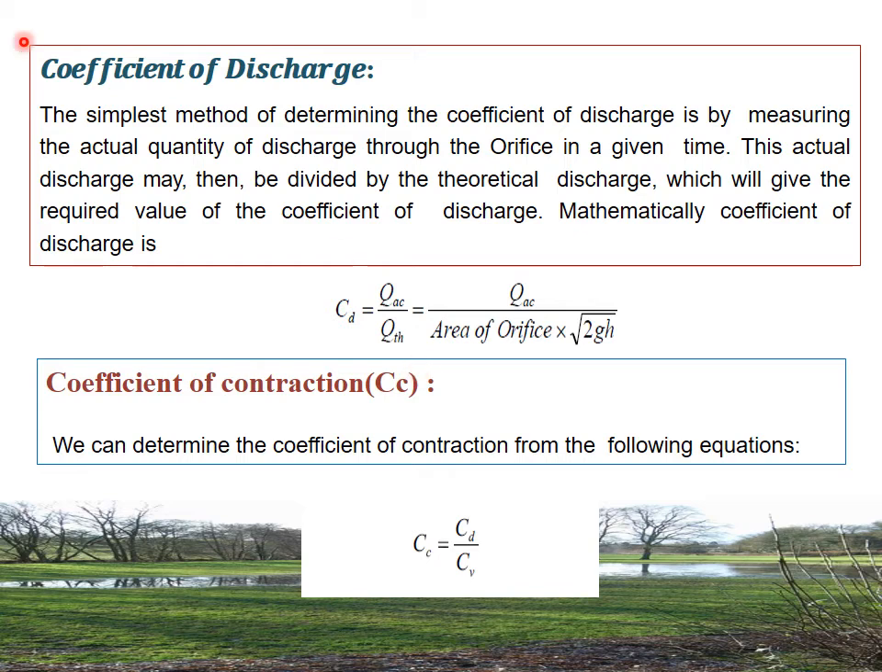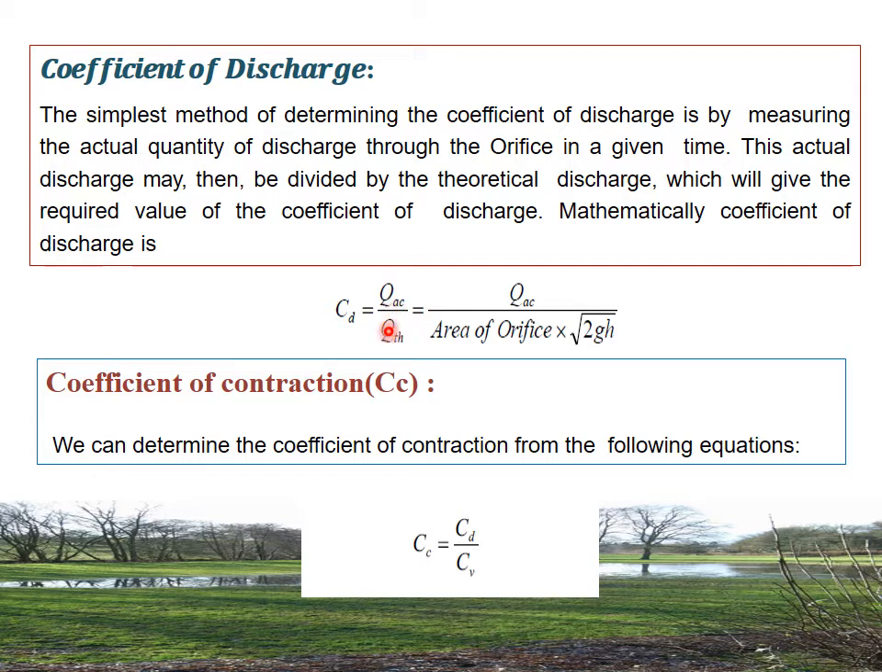Next, determination of the coefficient of discharge. The coefficient of discharge is denoted by Cd. In this, what we have to do is find the actual discharge and the theoretical discharge. How do you calculate the actual discharge?